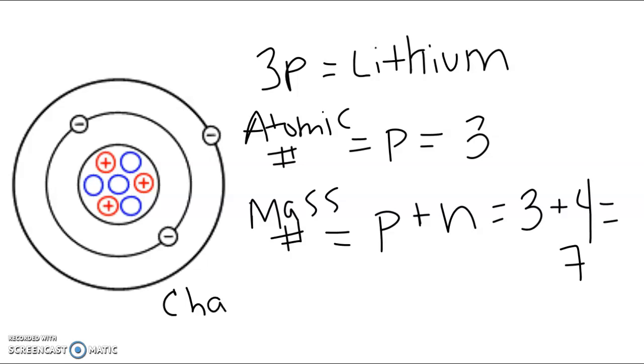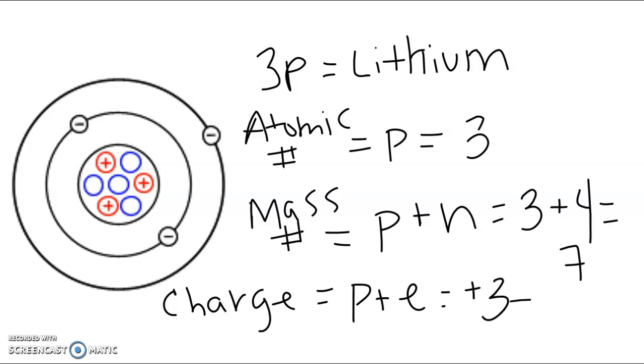Lastly, my charge. To find the charge, I'm going to add up the 2 subatomic particles that have charge, which are my protons plus my electrons. I know I have 3 protons, so a positive 3, plus my electrons, I have a negative 3. So 3 plus negative 3 gives me 0.